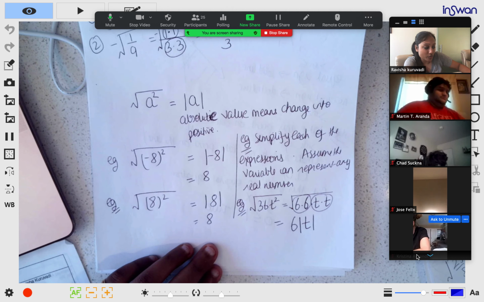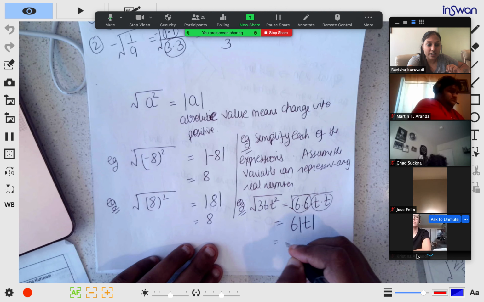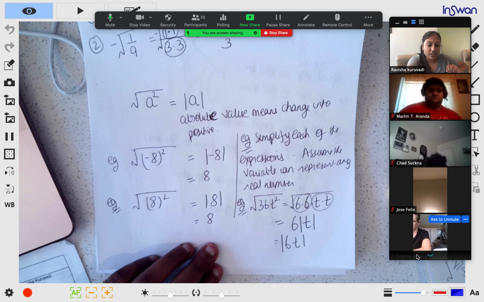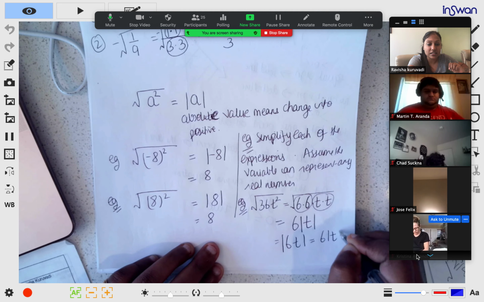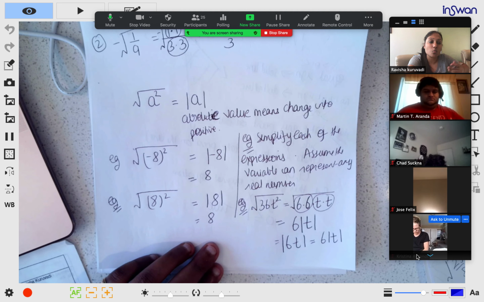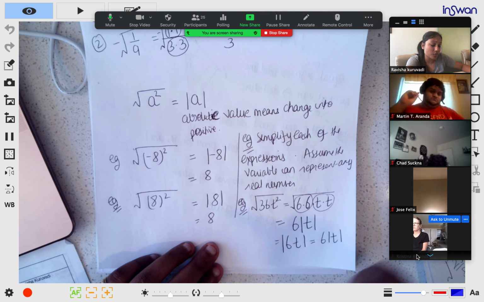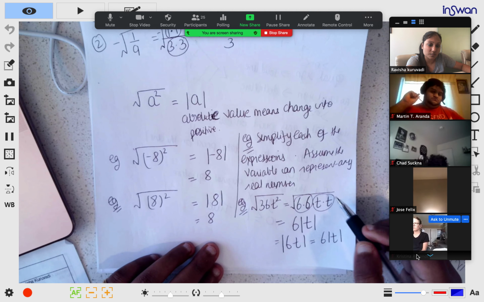Or if you want to do it another way, whatever answer you get, put it inside the absolute value. Take out the 6, we already know 6, but t we don't know what it is. So we keep it inside the absolute value. Since it's a variable, you don't know the value. Any questions with this part, this kind? I'm going to do more examples, but any problem with this problem especially?